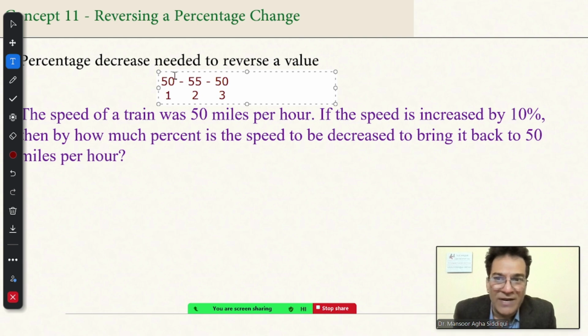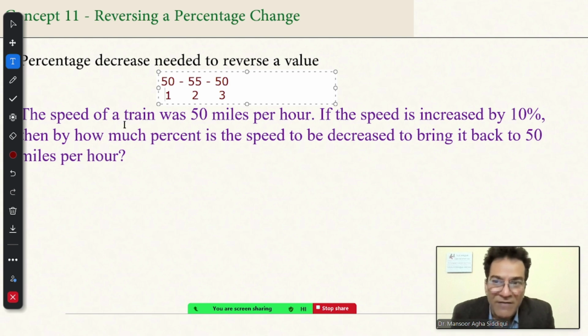The train was traveling at a speed of 50 previously. Then the speed was increased by 10%. 10% of 50 is equal to 5. So the speed becomes 55. But the question is asking, we want to decrease the speed of 55 so that we end up getting 50 again, the original speed. Then how much percentage decrease has to be done in this 55 to get a value of 50?